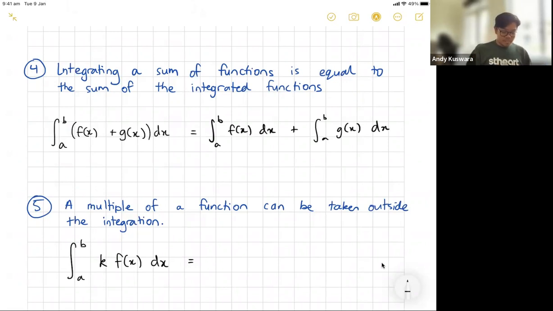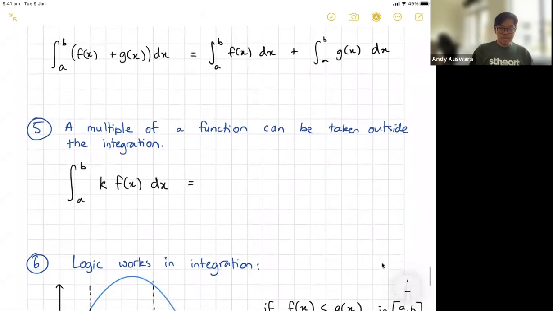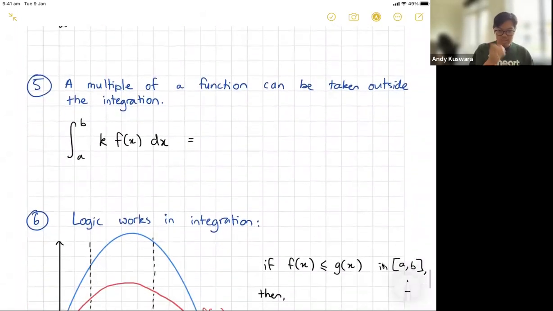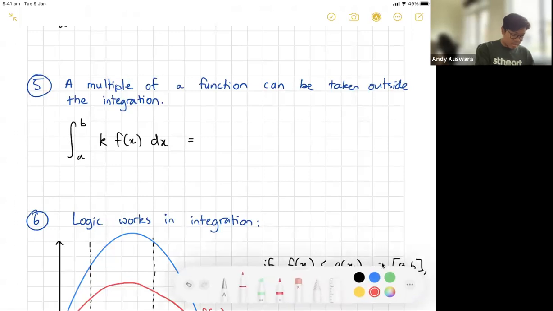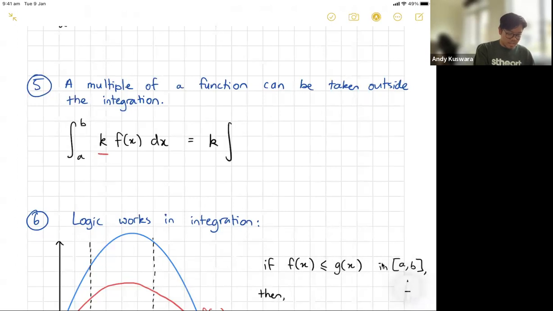All right, now this is probably going to be your most used one. I see this one as the most common. If you have a multiple of a function, it can be taken outside the integration. So simply put, that k there is our scalar. So it means it's kind of like just a multiplier of a certain function. If I can have a multiplier out the front, I can take it out the front like this, and then I don't have to think about it in my integration. Okay, so I've taken it out the front.